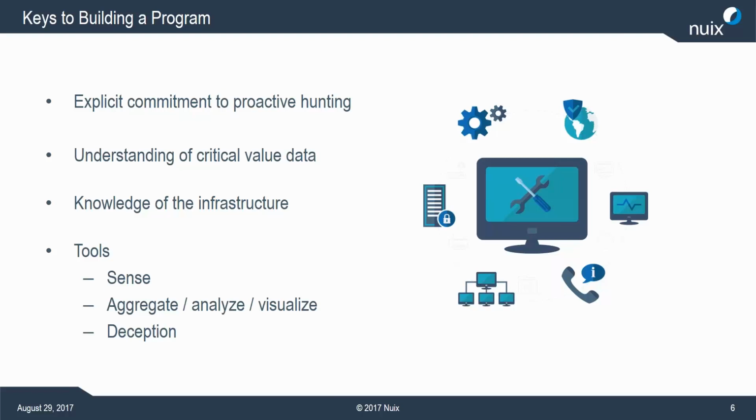Knowing and prioritizing your critical value data is also really important. That's also often going to require engaging people outside of security, out in business units and other stakeholders to know exactly what is critical, where it is, and to keep that information current over time because, of course, it's constantly changing. Understanding the infrastructure is also very important as we think about and try to anticipate attacks.